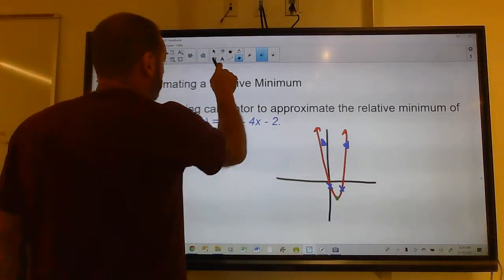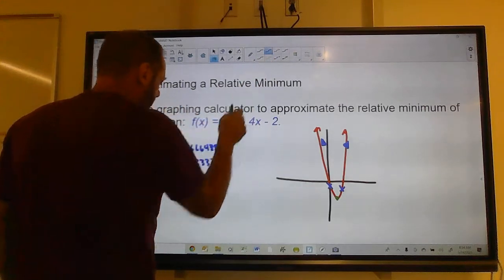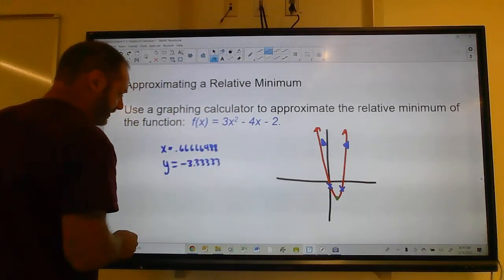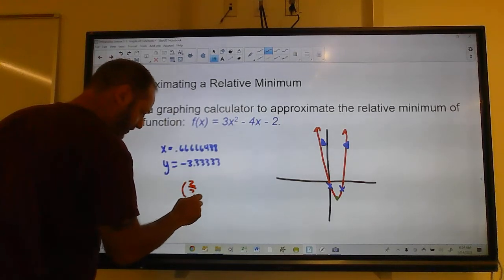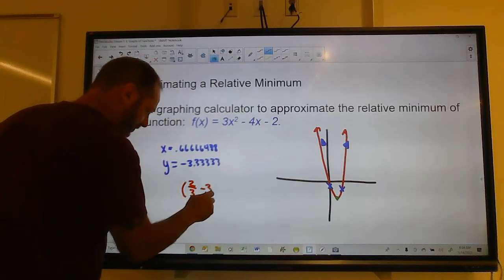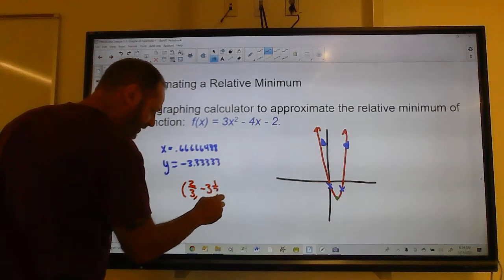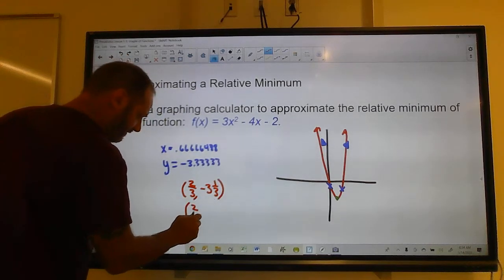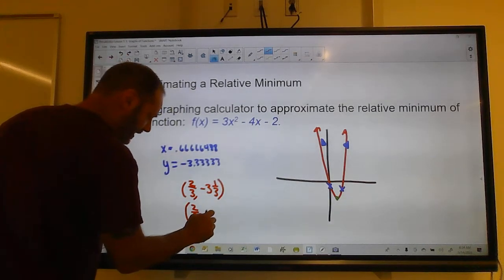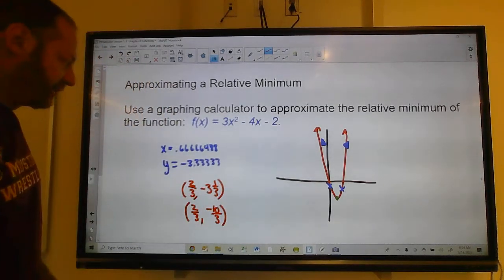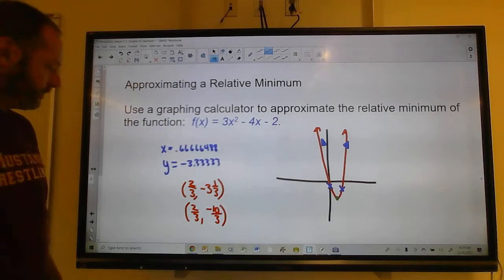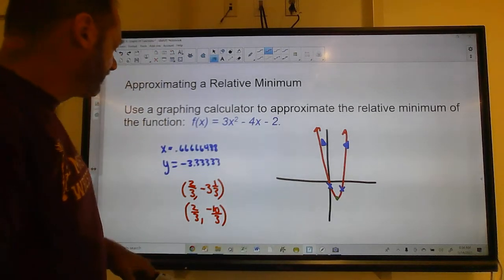Basically, that means this could be a rounding error. I'll bet you this is just 0.666 repeating. So the x would be 2/3, and the y would be negative 3 1/3, which usually at this level of math we would write as negative 10/3. Don't use mixed numbers very much. Okay, so there I found my minimum.